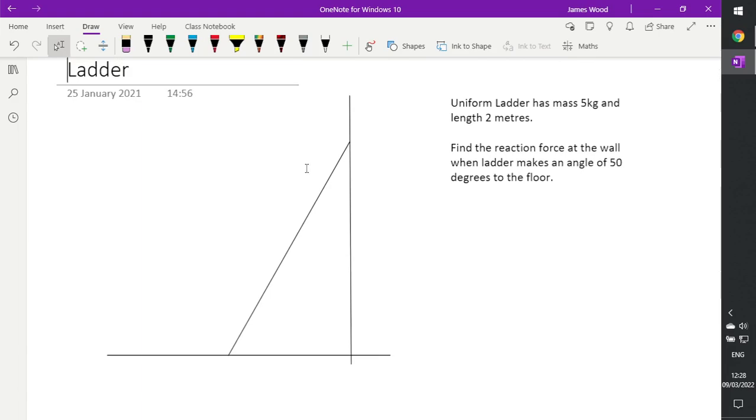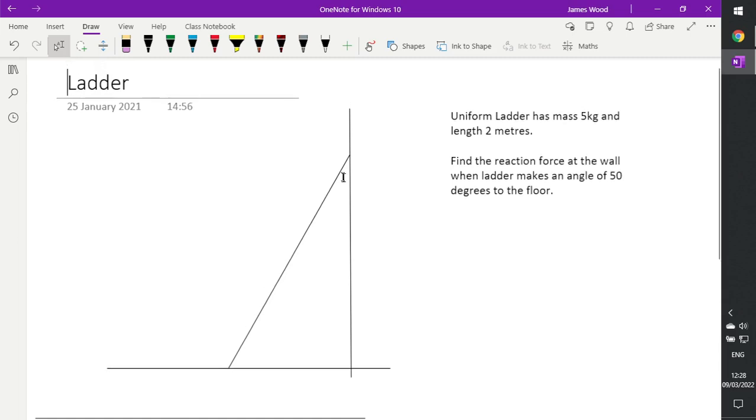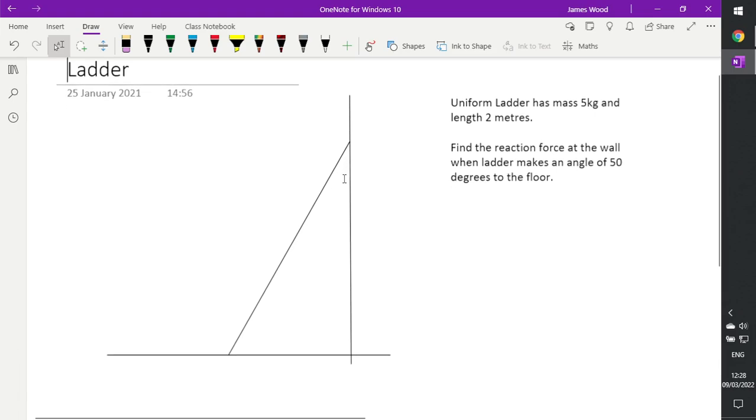Here's a similar sort of problem. This time we've got a ladder leant up against a wall. We're going to do lots more ladder problems in some of the later lessons, but this is kind of an introduction to it. So we've got a uniform ladder, so its centre of mass is halfway, with mass 5 kilograms. Let's just put that on first of all.